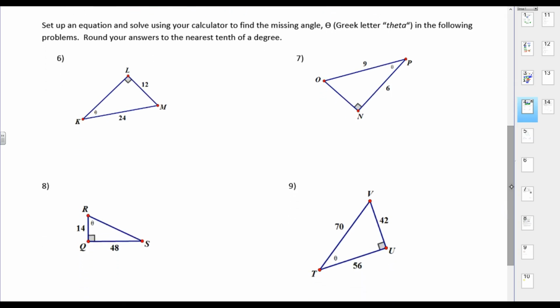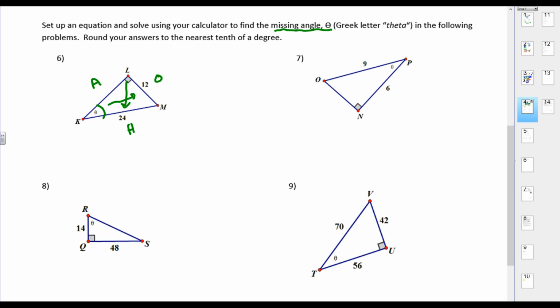So just like last time, we have the same initial setup. We identify the angle we're interested in. By the way, guys, when we have a missing angle, we typically use the Greek letter theta, which looks like an O with a line through the middle of it. It's like using x, but we're using the variable theta. So we identify the angle we're interested in, and we label our sides as we were before: opposite, hypotenuse, and the leftover must be adjacent.